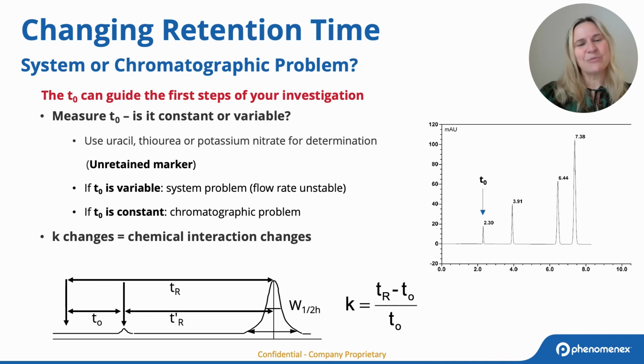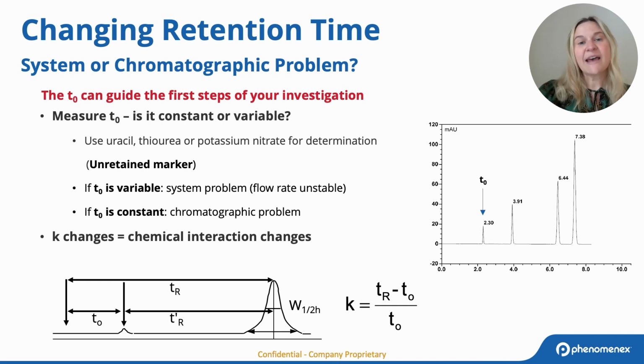So when we look at troubleshooting different LC methods, we try and figure out first if it's a system or chromatographic related problem. And we do this by looking at the T0. It's not the only way, but it's one of the best ways to go about troubleshooting. So the T0 is an unretained peak. This is a peak that just flows right through the column. We call it T0 unretained peak.